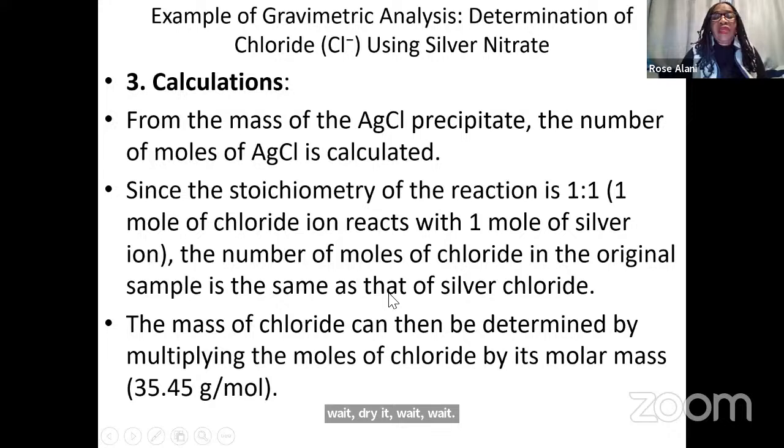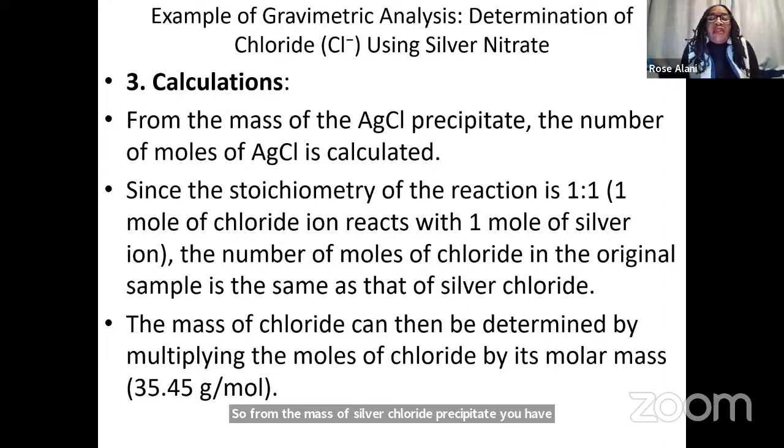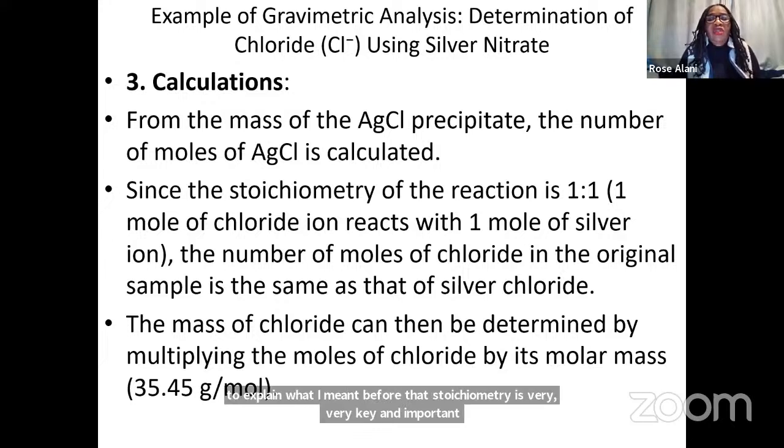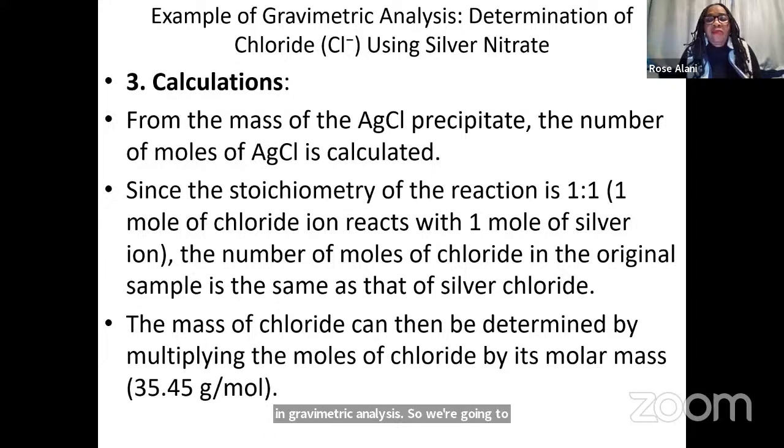So how do you do the calculations? The next thing is the calculation. From the mass of silver chloride precipitate you have, the number of moles of silver chloride is calculated. I'm going to use this to explain what I meant before, that stoichiometry is very, very key and important in gravimetric analysis. So we're going to use stoichiometry here.